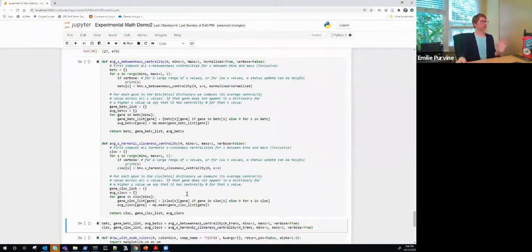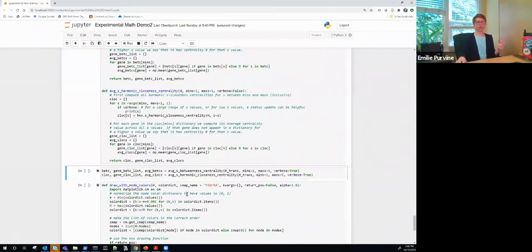A couple of functions here that I won't go into, but what we found in the paper is that rather than computing S centrality, we computed average S centrality from S equals 1 all the way to the top. And that did better. It took into account more structure of the hypergraph than just that single S. So these are functions just to compute that.